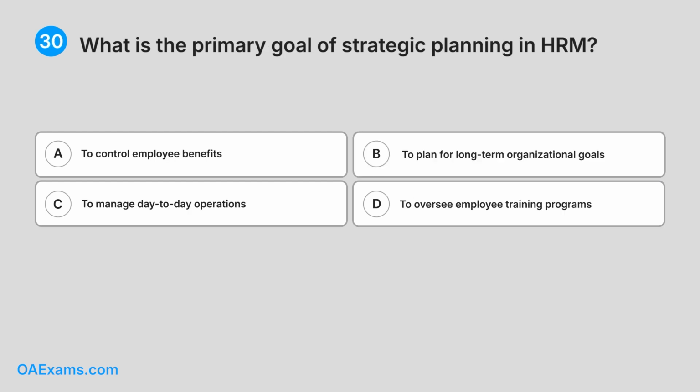30. What is the primary goal of strategic planning in HRM? A. To control employee benefits. B. To plan for long-term organizational goals. C. To manage day-to-day operations. D. To oversee employee training programs. Can you guess the answer?